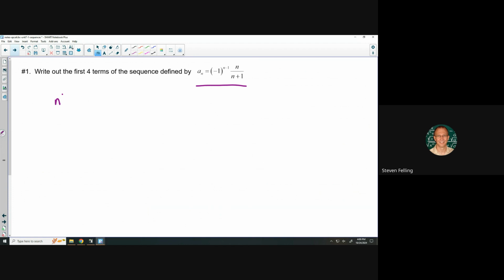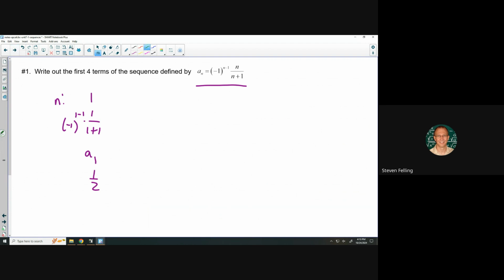So let me write some values of n here. We want the first 4 terms. So n is 1. Let's plug that in and find the nth term. This first term, which would be called a1, is negative 1 to the, now I'm going to plug in a 1 for that n, 1 minus 1, times 1 over 1 plus 1. And so this negative 1 to the 0 power is just a 1, and so this ends up being 1/2. So the first term of this series, which could be labeled a sub 1, is 1/2.